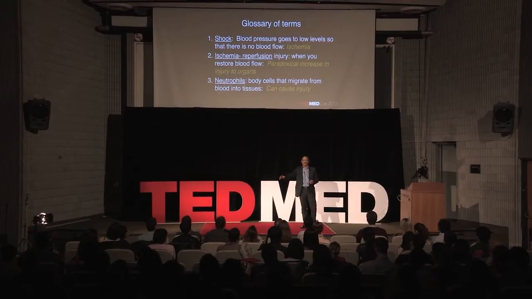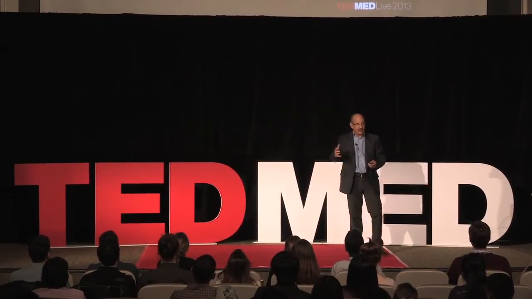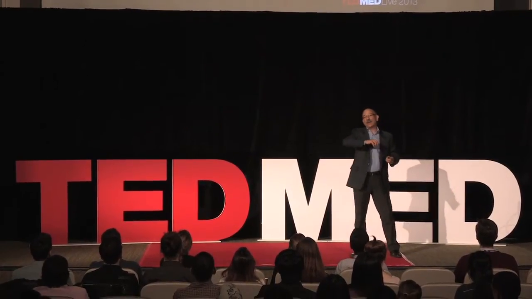For the purpose of this talk, since we have a very broad audience, there are only three things that you need to know, and I have them up here on my glossary. So there are three words. Number one is shock. Shock is when you lose a lot of blood and your blood pressure goes down, like what might happen in a car accident if you cut your leg or have some other injury.